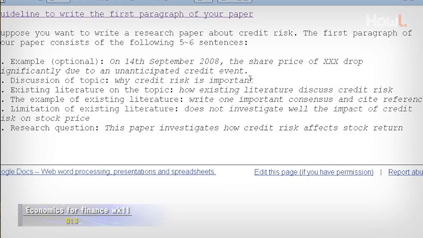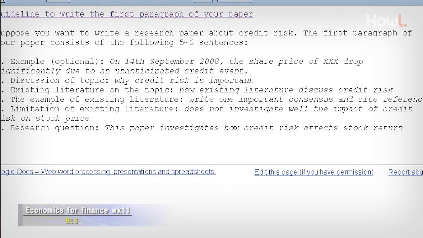The first sentence is optional. It should start with an example related to your investment idea. So basically you want to get the attention of the readers through a tangible example. The second one is basically a discussion of the topic. So you have to say why your research idea, why your investment idea is interesting, why it is important, in the second sentence.